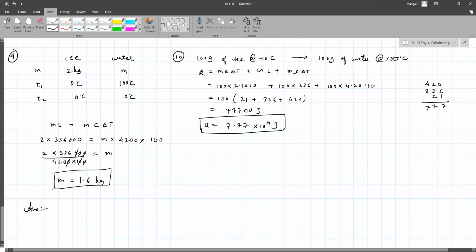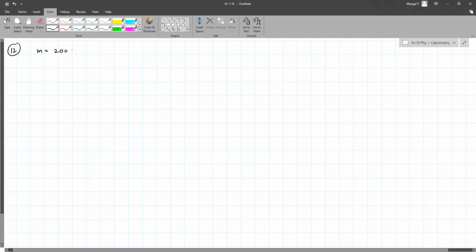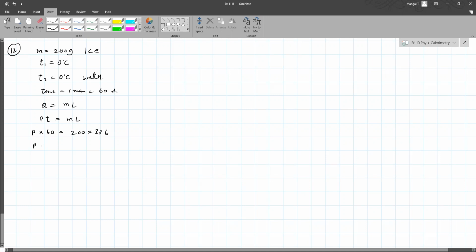This is question number 10. This question has two parts. So in the first part, mass is 200 grams, and this is ice. So the temperature is 0 degrees, and it converts to 0 degree water. And the time taken is 1 minute, equal to 60 seconds. So we know that it is a melting process, so it is mL, and this is power into time. So power times 60 is 200 times 336.